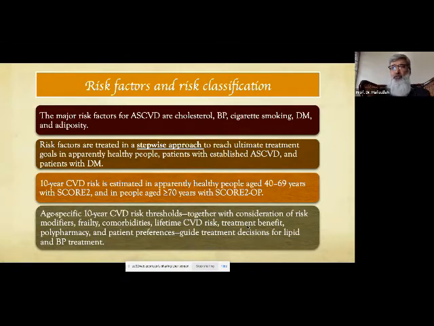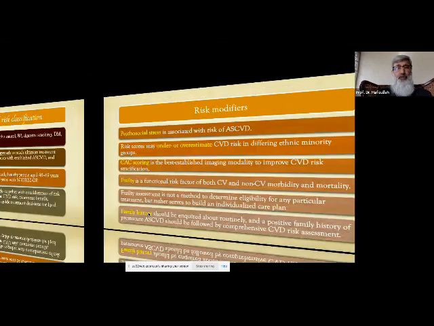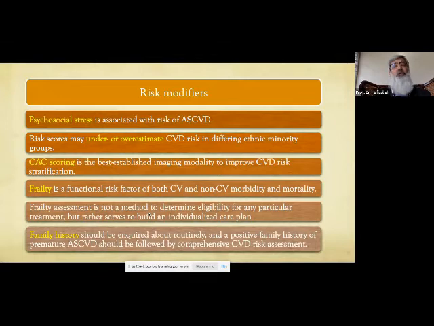One important point is you should be reflecting on what you are practicing. And secondly, you look at all these risk factors and then decide if you have to go a step further. What are the risk modifiers? And this is something that we do not take into account because these are the softest sort of things. Psychological stress. Some risk scores may over or underestimate.